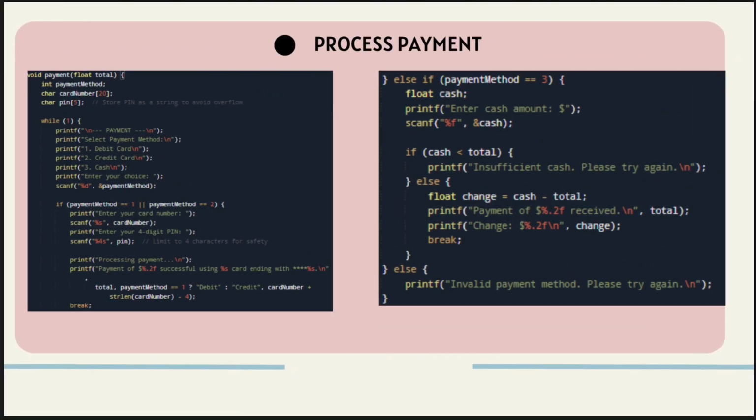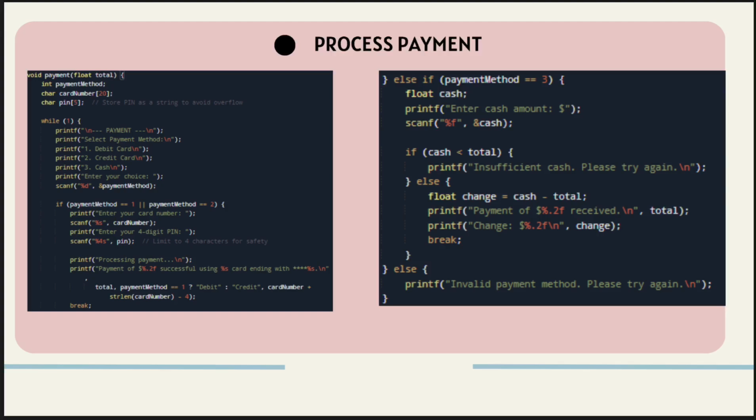So now let's move to the last one, which is processing payment. So I just explained the code here. So we see once the bill is generated, the next step is processing the payment. The payment() function handles this. The user is prompted to select a payment method, either a debit card, credit card or cash.